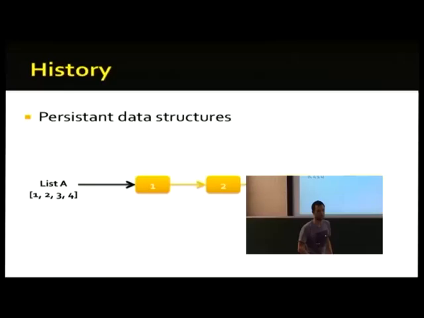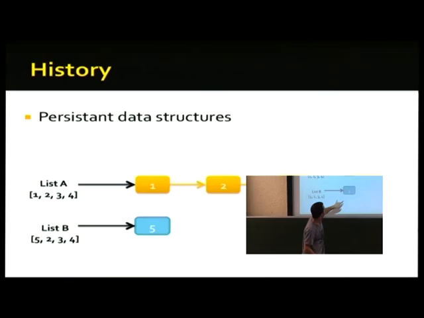So imagine you have a vector or an array of four elements. Obviously the more normal way to store that would be to have four elements together in memory right next to each other. But if instead you store them as a linked list, where each element points to the next one, you can do some really interesting things. If you have a second list where I change the first element, I made it into the number 5, what I can do then is just create the head of the list, just the number 5, and then have it point to the rest. So now it goes 5, 2, 3, 4.